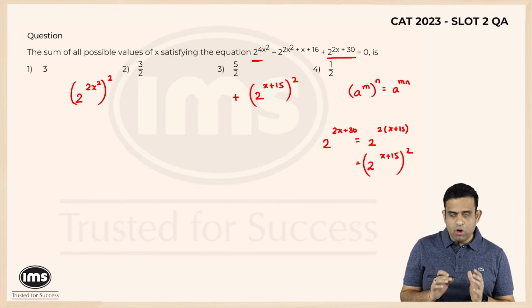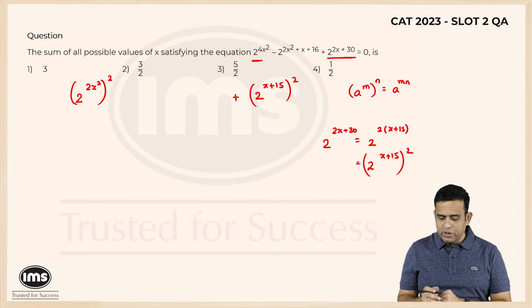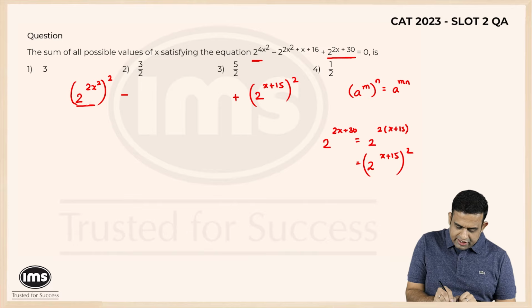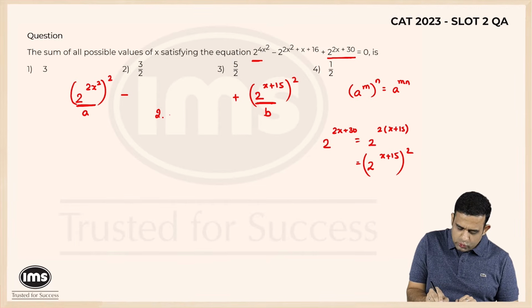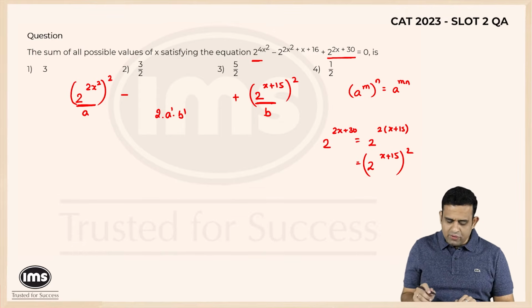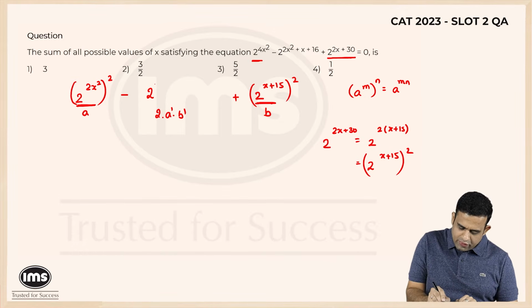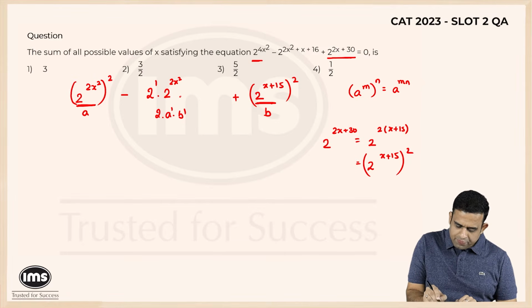Now we have got an a square term, a b square term, and then a minus 2ab. So let's say this is some number a, this is some number b, and let's see what the result 2ab is. If I want a 2ab term, do we have that? Minus 2 power 1, a is 2 power 2x square, and the term b in this case is 2 power x plus 15.